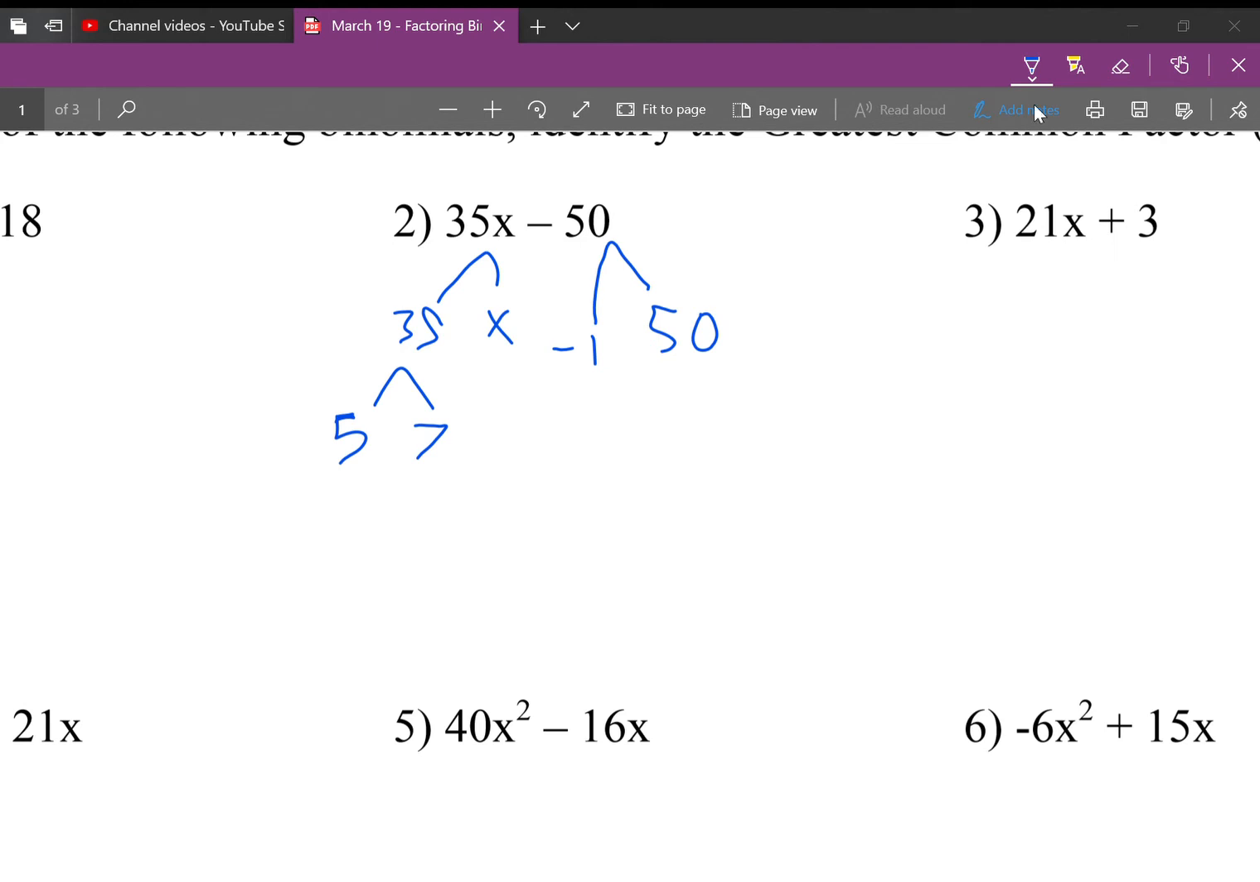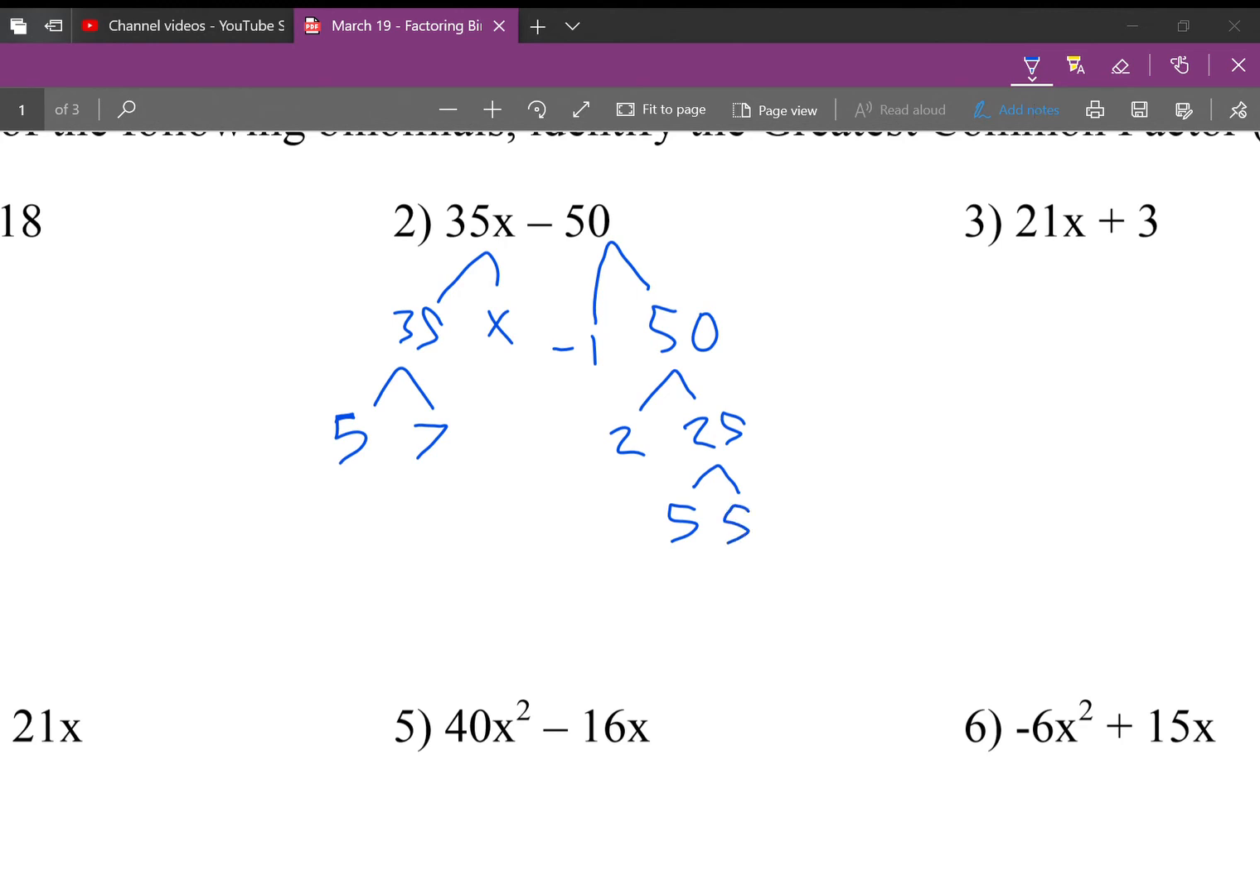Now 50 is probably, to most of you, 2 times 25. Maybe some of you thought 5 times 10. Again, it doesn't really matter. The prime factorization always works out the same, which is 2 times 5 times 5.